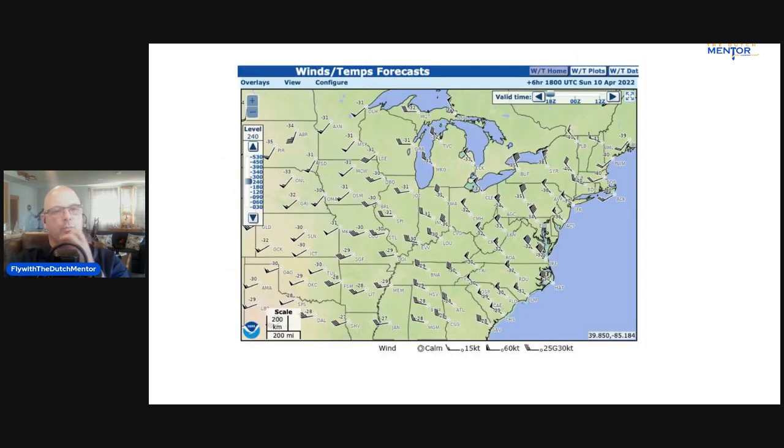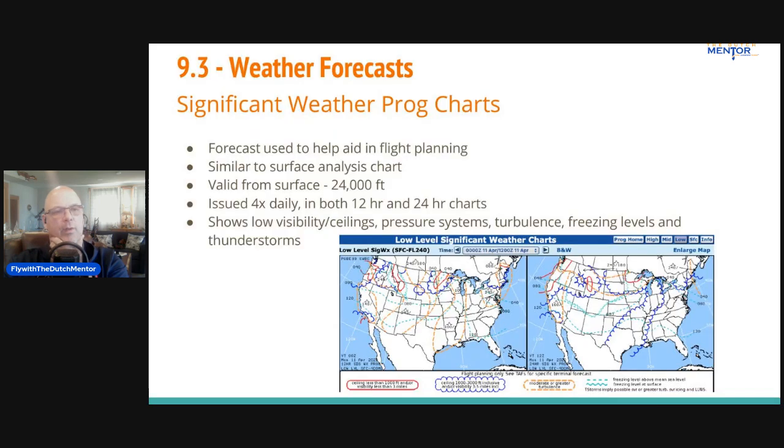All right, so these are just a bunch of other weather reports. There's an example here of looking at the flags to estimate the wind direction and the wind speed itself. Then we have the significant weather prognostic charts that help you identify if there's any kind of systems forecast that can help you in flight planning. It's valid from the surface to 24,000 feet. It's issued 4 times a day, with both 12 and 24-hour charts.